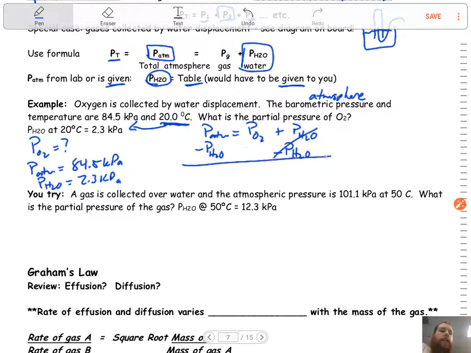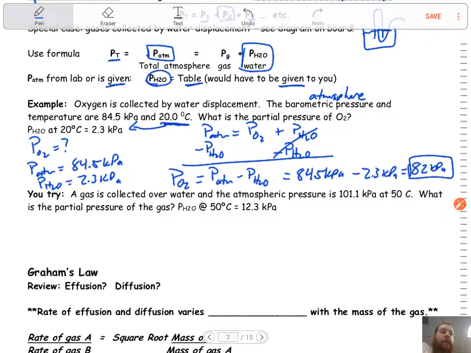Those are gone here. So now my new formula is the partial pressure of oxygen equals the atmospheric pressure minus the pressure of the water vapor, and then I can just plug things in. 84.5 kPa minus 2.3 kPa. My final answer that I'm going to get is about 82 kPa if we wanted to go to sig figs. But again, you don't have to.